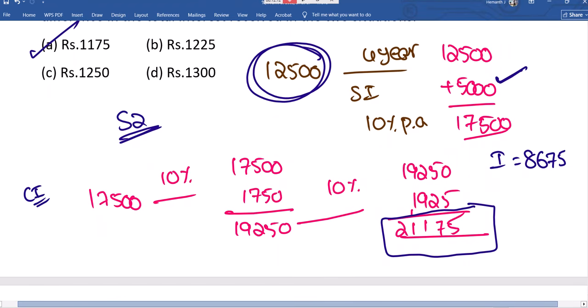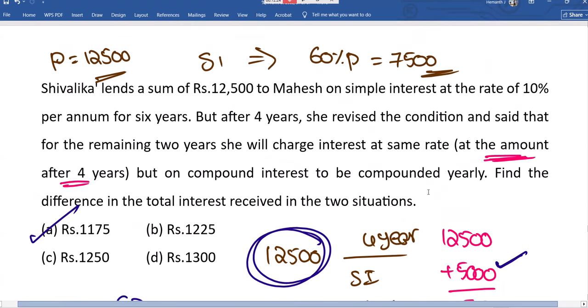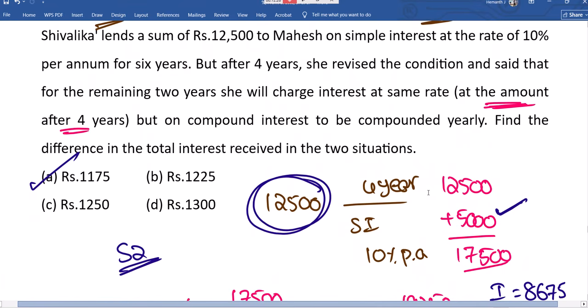Now for 17,500 you have to apply compound interest. This is the beauty: simple interest and compound interest combined in the same question. So finally you got 8,675 in the second case. First case is 7,500. Difference is 1,175. Generally in any exam, if they want to give difficulty, situation 2 itself is sufficient. But situation 1, situation 2, and the difference of this one with that one will take more time. So situation 2 alone is difficult: 4 years at 10% per annum simple interest, then the amount for that under compound interest, that itself is difficult.